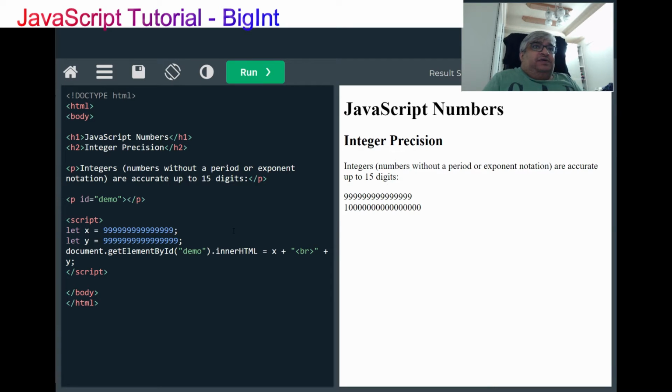If I run this example, you can see the first number, which has 15 digits, is properly displayed. Let's count them: 1 2 3 4 5 6 7 8 9 10 11 12 13 14 and 15. So the 15-digit number is properly displayed. But what happened to my next variable y? Oh my god, it has 16 digits, so it's not properly displayed. It is converted to some strange number. So how to solve this problem?